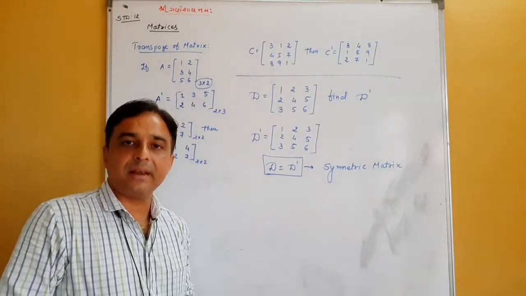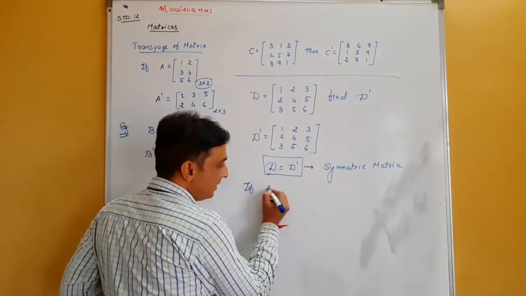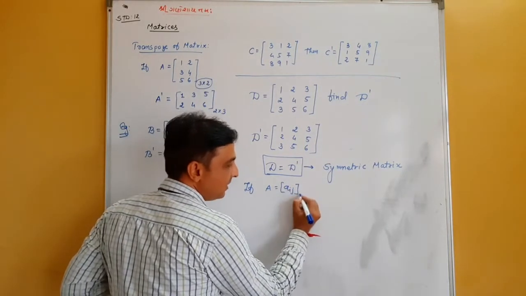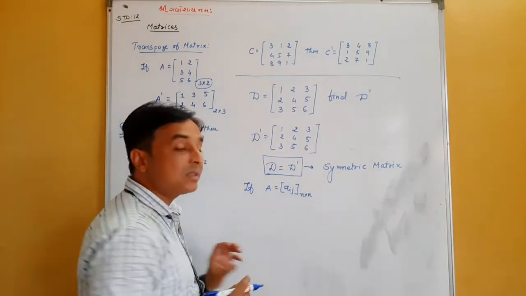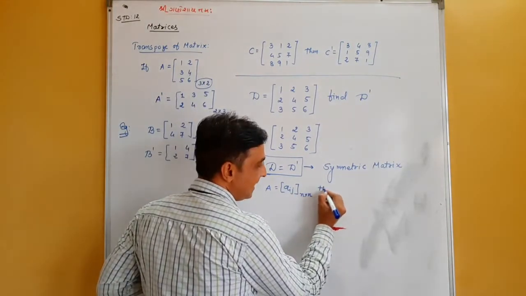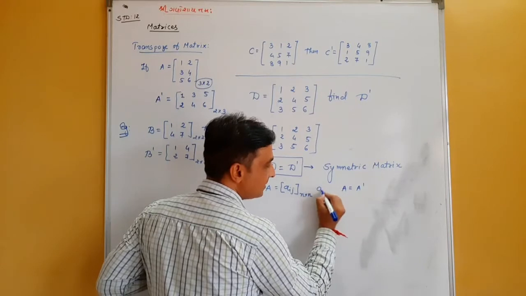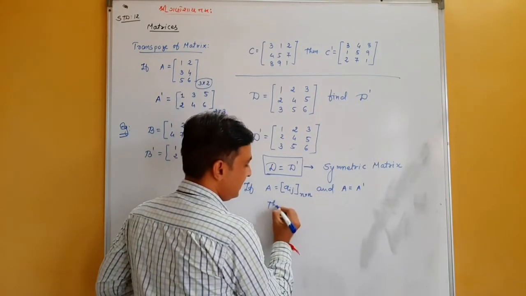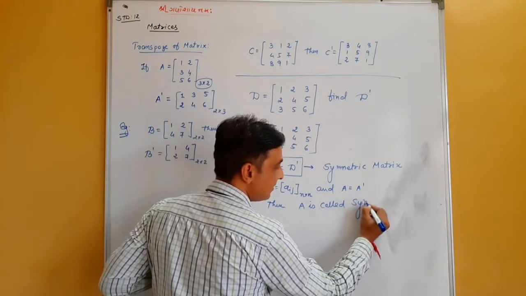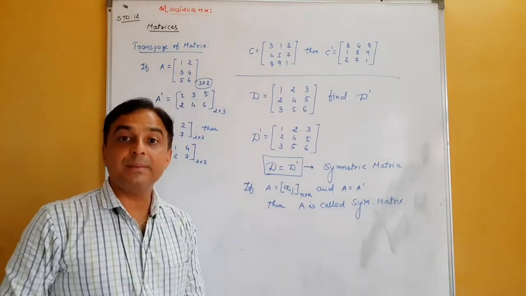This is called a symmetric matrix. So what do you mean by a symmetric matrix? A matrix A equal to Aij, and this is possible only for n cross n, that means a square matrix. If A is Aij n cross n, and A equal to A dash, then A is called a symmetric matrix.